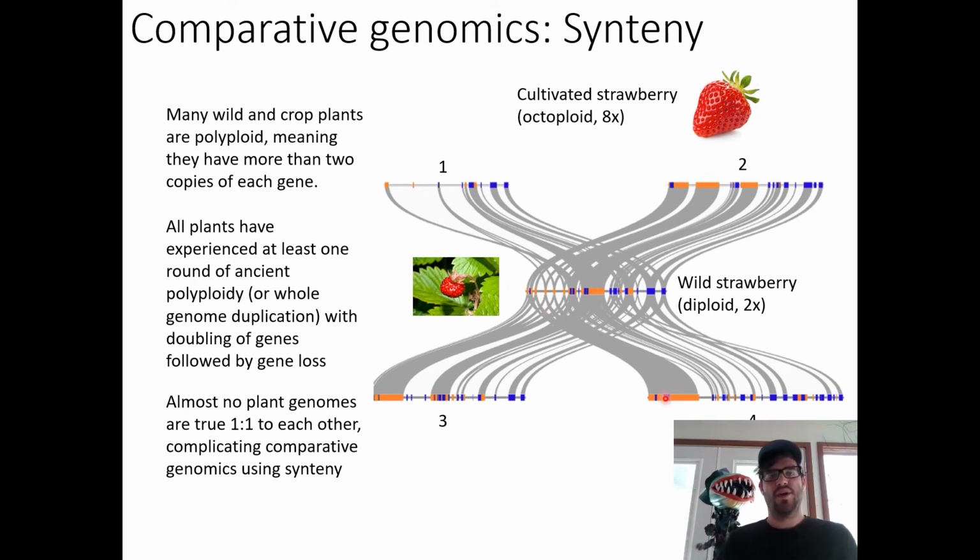And so if we're doing downstream functional genomics, maybe we identify this 1 gene in wild strawberry that's important for a trait, but then we need to find the 4 copies that correspond in the polyploid species. And so polyploidy really complicates comparative genomics in plants. And this can be a massive problem for a lot of lineages.